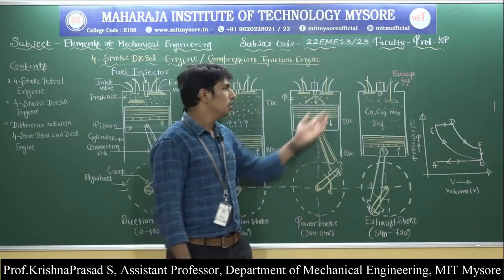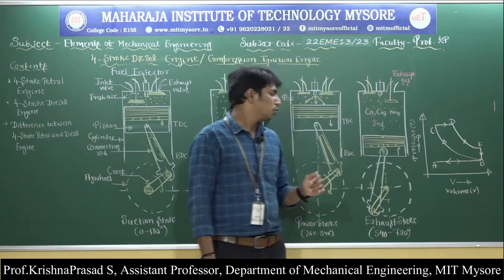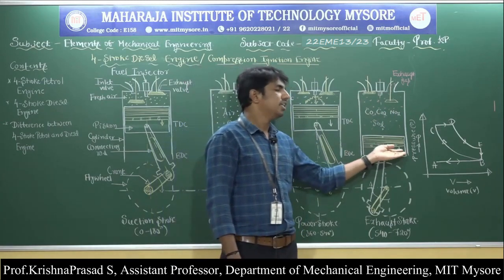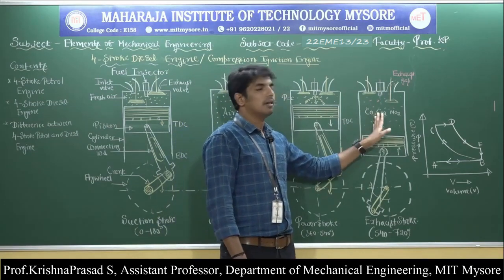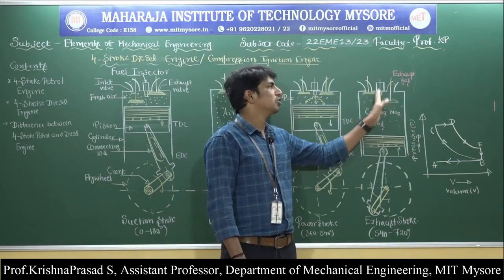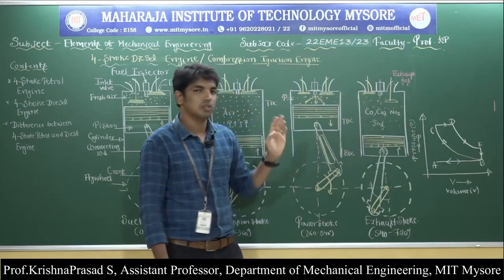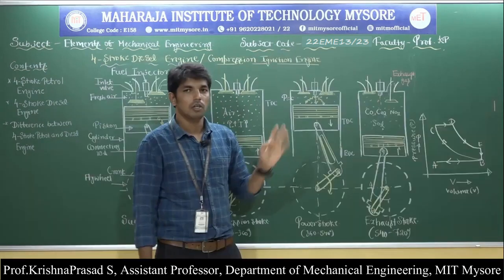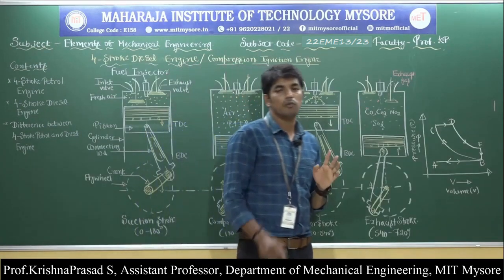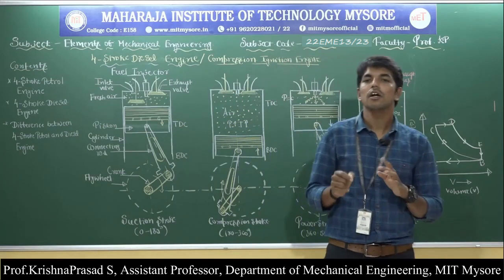Then the last one, the exhaust stroke. In the exhaust stroke, the inlet valve is closed and the exhaust valve is open, and the piston moves from BDC to TDC position. Due to the upward movement of the piston, whatever burnt gases are present inside the engine cylinder are expelled out through the exhaust. So this is regarding the working of the 4-stroke petrol engine as well as the 4-stroke diesel engine.